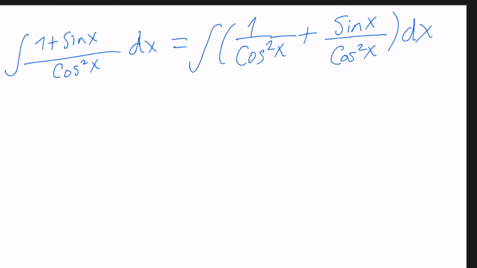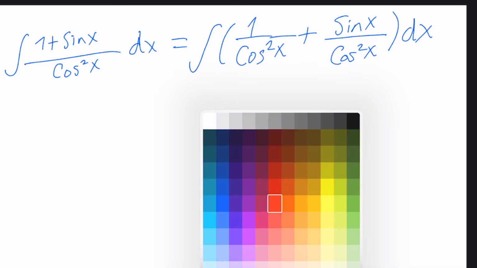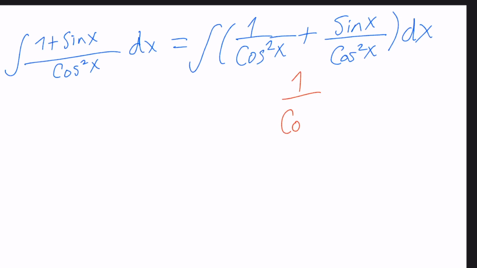Now it seems like it is not so easy, but we have to remember that another important part of integrals is to remember mathematical, geometrical, and trigonometric properties. So you have to remember that 1 divided by cosine of x is the same as secant of x.